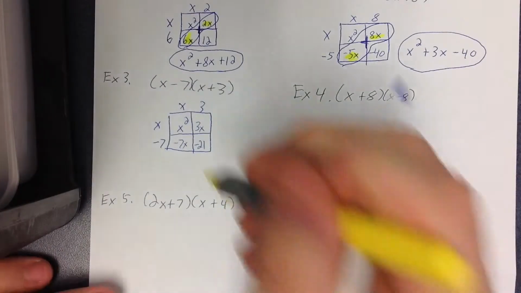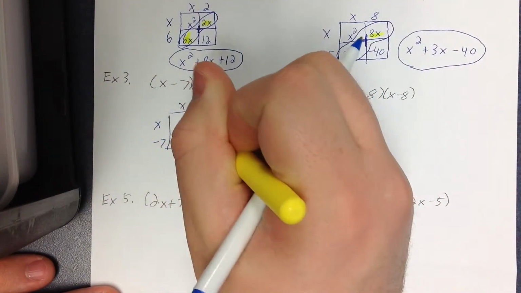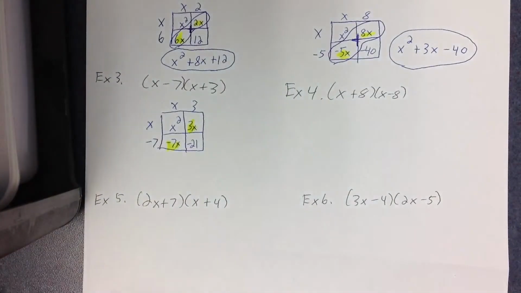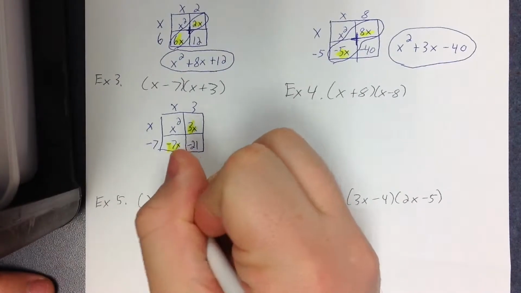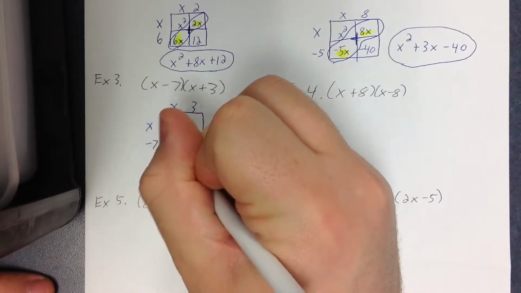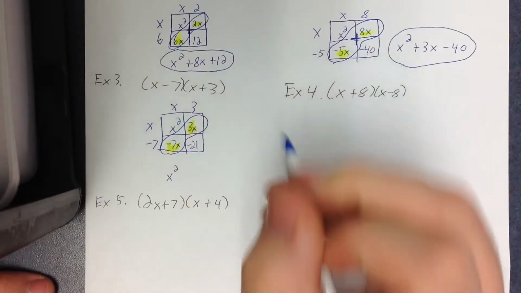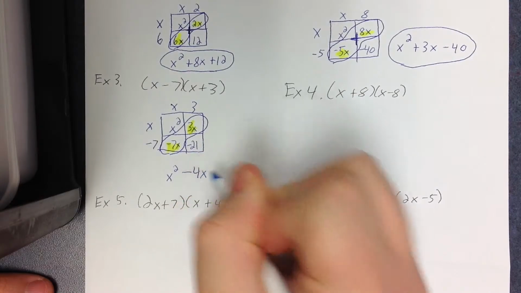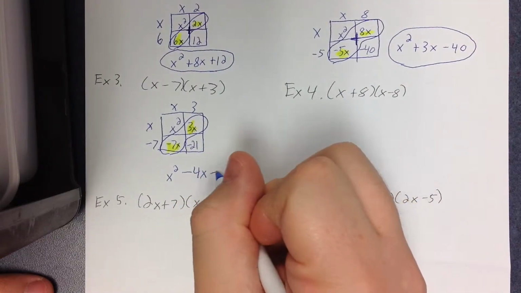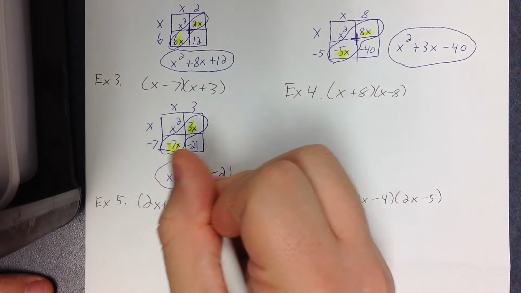So again, like terms, negative 7x and positive 3x. So I've got x squared, negative 7x plus 3x. Well, negative 7 plus 3 is negative 4x. Then the 21 is negative, so minus 21.